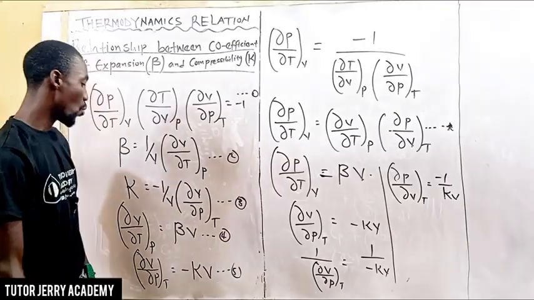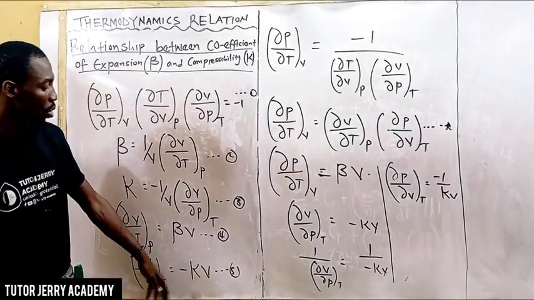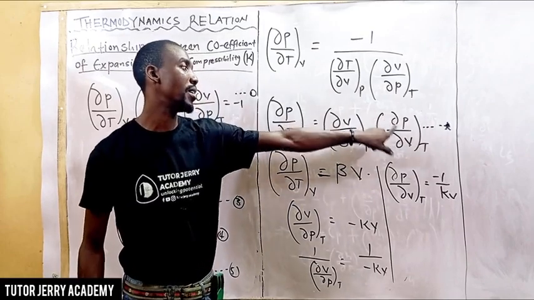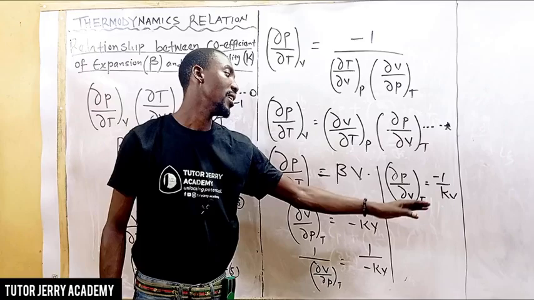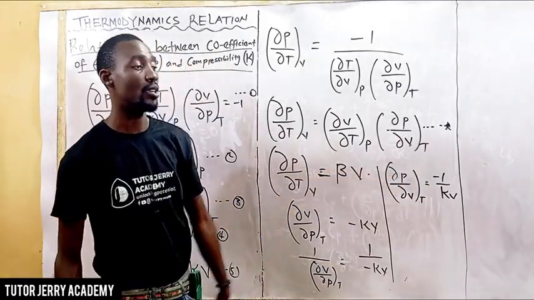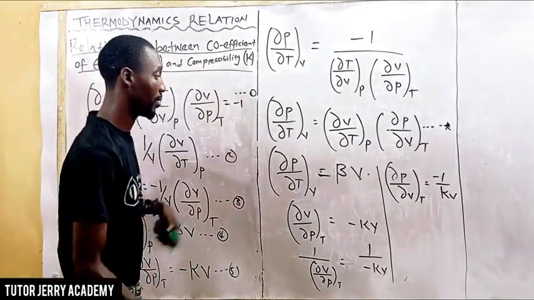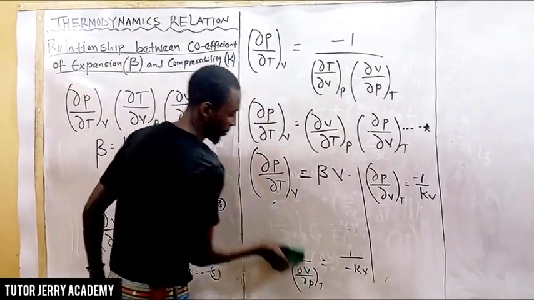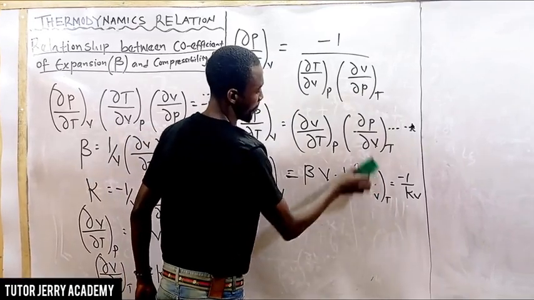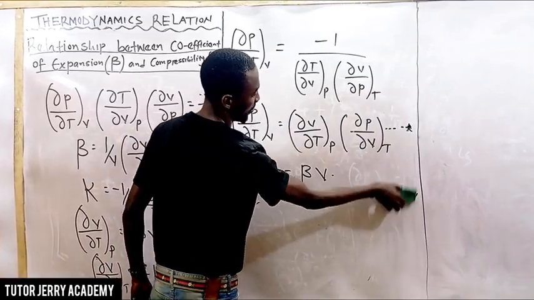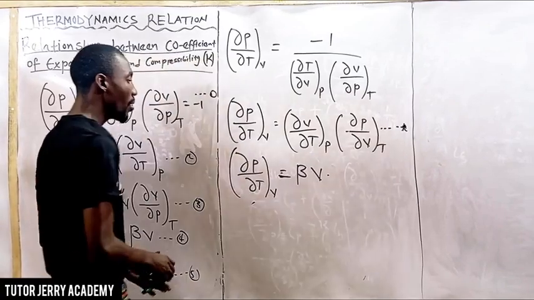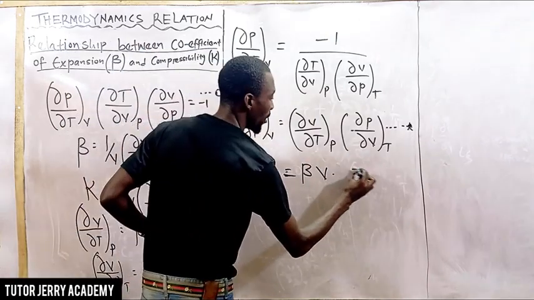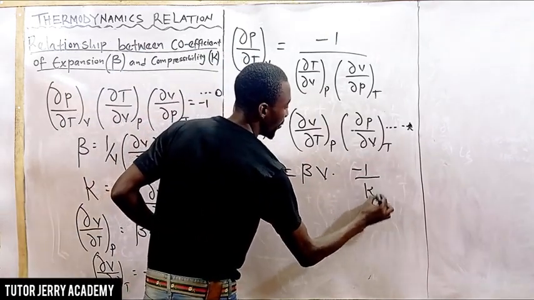So it shows that we are going to be substituting minus 1 all over kV for the partial differentiation of P all over the partial differentiation of V, keeping T constant, in our equation star. So I can rub this off now. All right, so we are going to substitute minus 1 all over kV here.